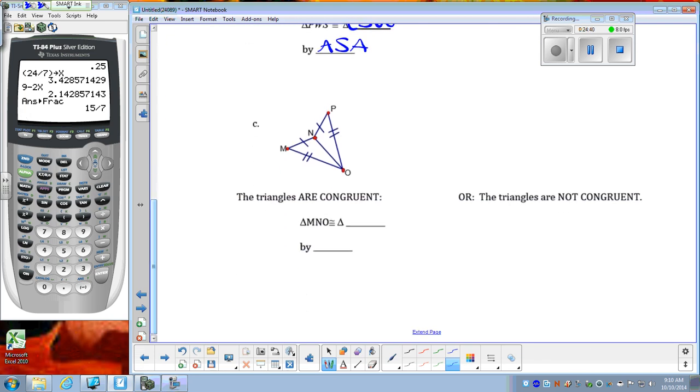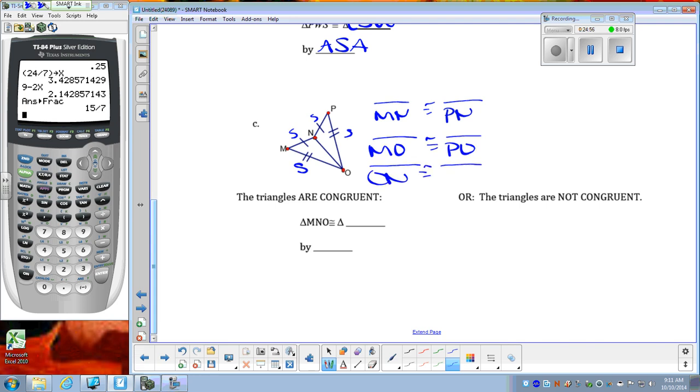Letter C, I know that MN is congruent to PN. I know that MO is congruent to PO. And I also know that ON is congruent to ON because they both use it. So I know that I have a side, side, side. So MNO is congruent to PNO, by side, side, side, because I have all three sides of one triangle congruent to all three sides of the other.